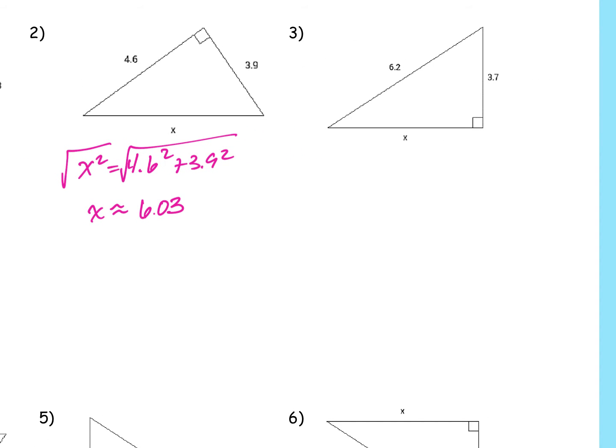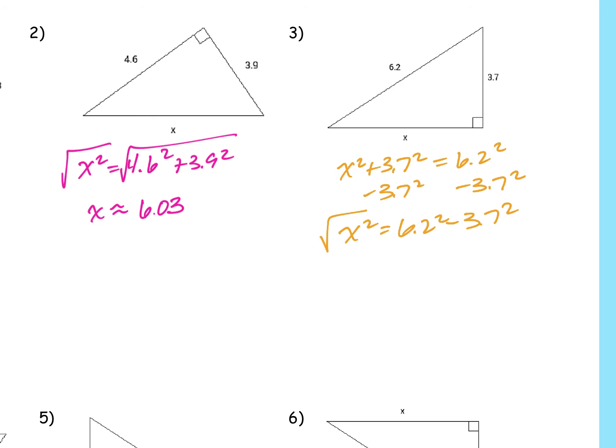Number 3, just a little different. I've got x squared plus 3.7 squared equals 6.2 squared. So subtract 3.7 squared. And I've got x squared equals 6.2 squared subtract 3.7 squared. Square root them.